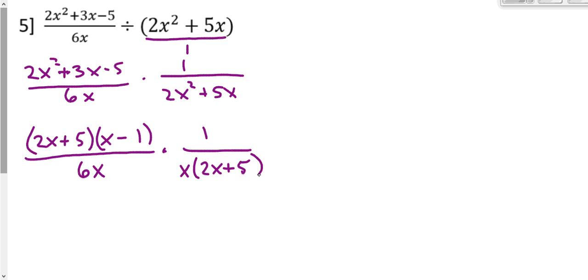So let's see if anything cancels. We have a 2x plus 5 on the top and the bottom. That's about it. So what are we left with? x minus 1 over 6x squared.